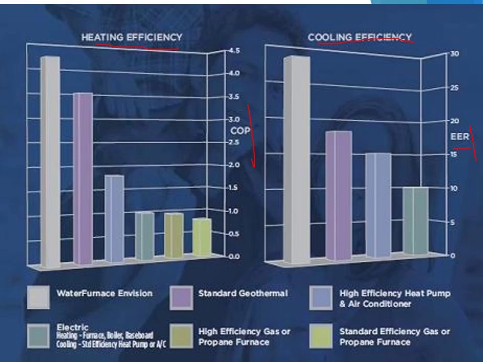This is the energy efficiency of a cooling performance. This is the energy efficiency of a heating performance. So these are the graphs. For water furnace, this is how much COP. For standard geothermal, how much COP. So these are the graphs of different COP values of different appliances like water furnace, high efficiency heat pumps. After seeing the graph, you will get an overall idea about the COP, EER, and how the efficiency is calculated.